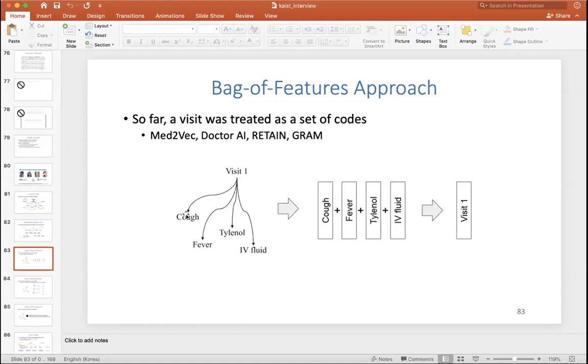There's a representation vector for cough, and embeddings and representation vectors are the same thing. So there's a cough embedding, a fever embedding, a Tylenol embedding, an IV fluid embedding. There are embeddings for each event within a visit. So naturally, what people did is they just summed those embeddings up, and that became their visit representation for visit 1.